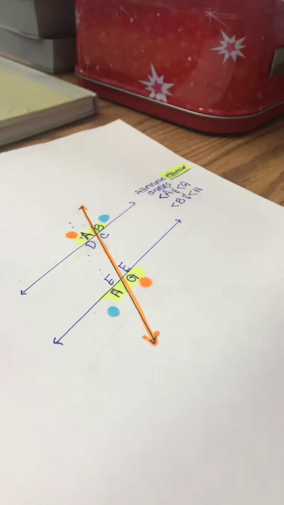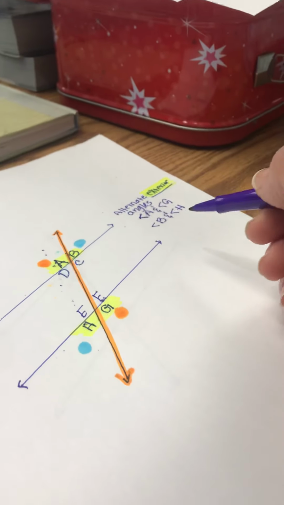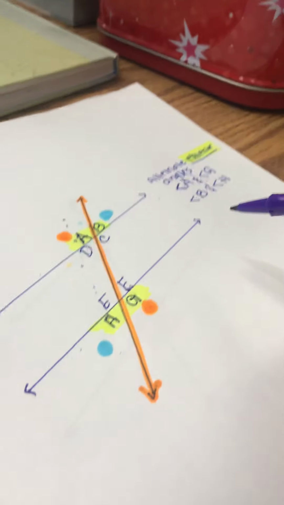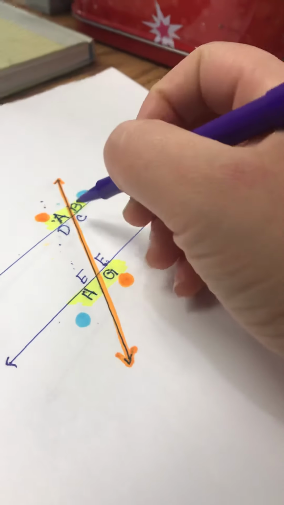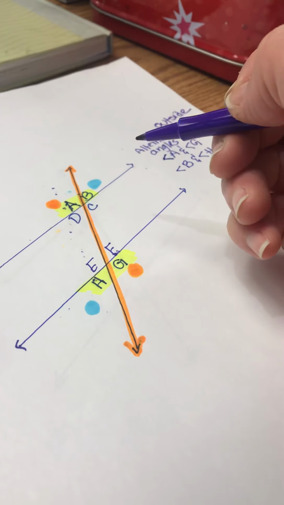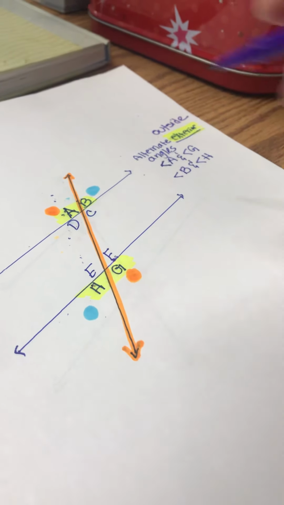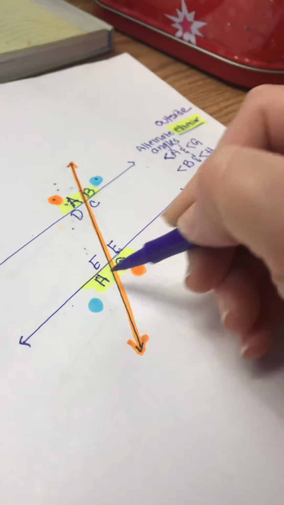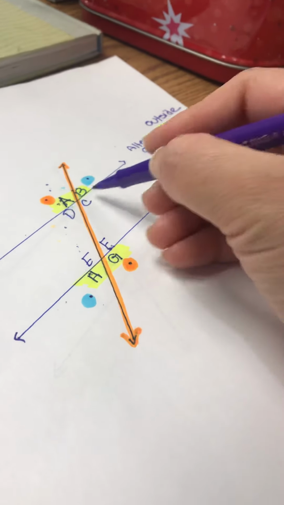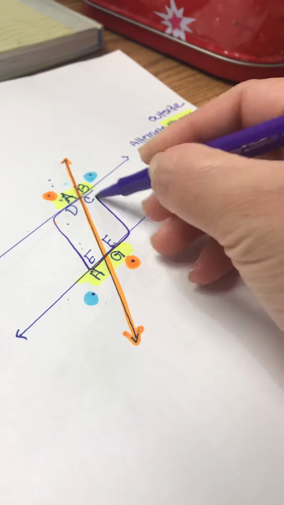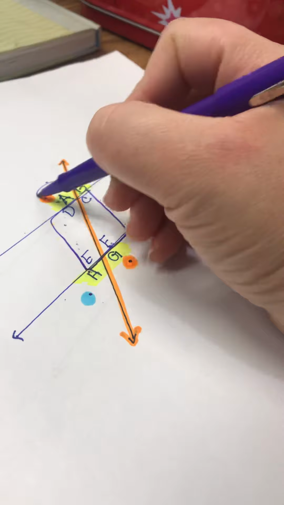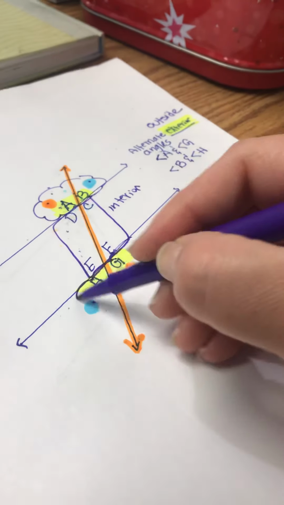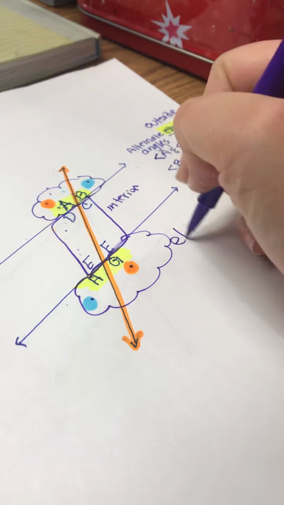Then the last one is alternate exterior. Remember, the word exterior is outside. So if we're talking about the exterior angles, that means we're only going to look at the four angles on the outside: A, B, H, and G. Remember, these four inside are interior angles. These four on the outside are exterior.